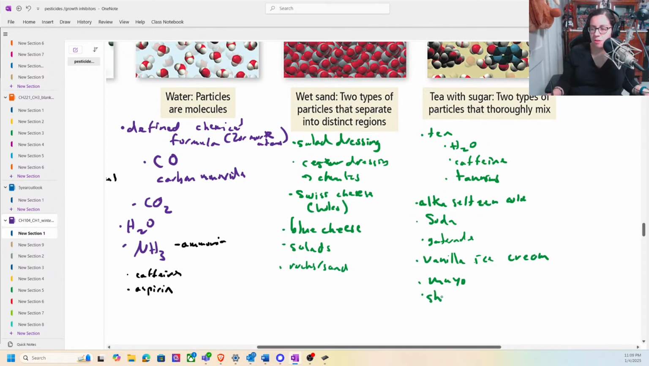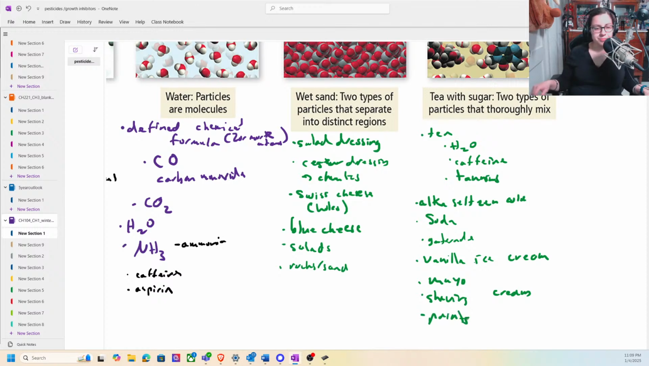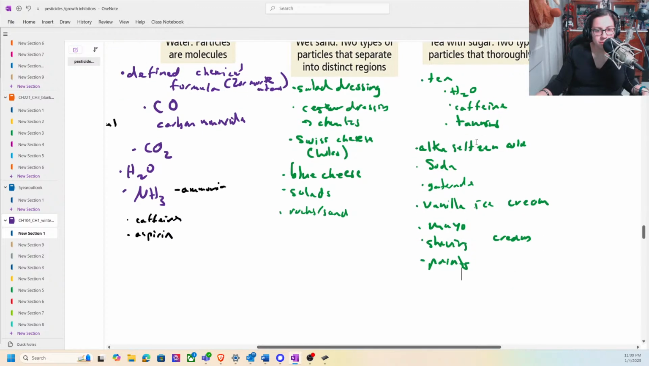Shaving cream. Paints are usually homogeneous mixtures, right? They're not going to have weird chunks in them. And of course, feel free to think of your own examples, and you can always email or comment if you have questions.